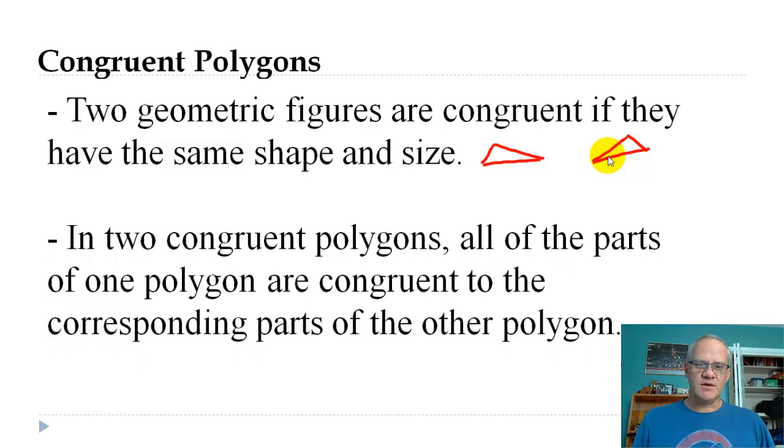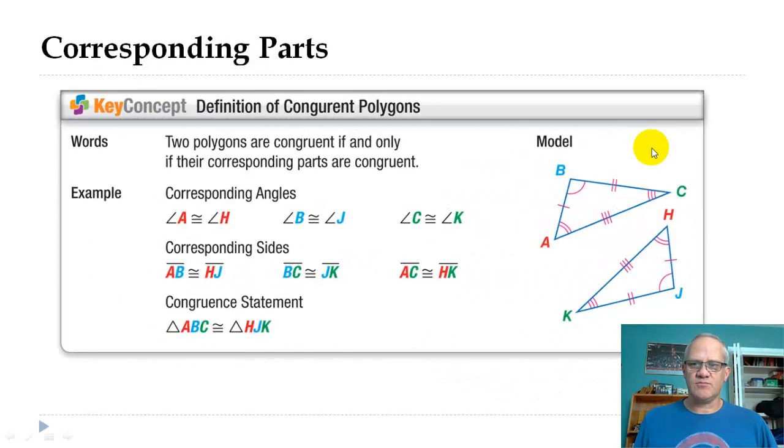And here's the main point of our whole lesson today. In two congruent polygons, all of the parts of one polygon are congruent to the corresponding parts of the other polygon. So that means every angle in the first triangle that matches up with the same one in the other one are congruent. All the angles are congruent. All the sides are congruent. And we'll take a look at that more in depth here.